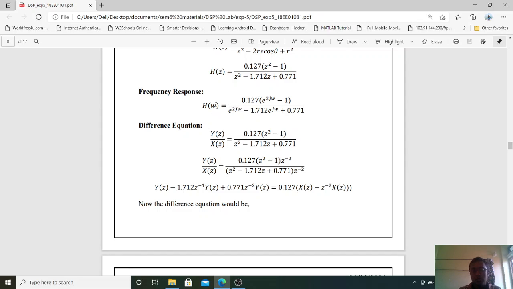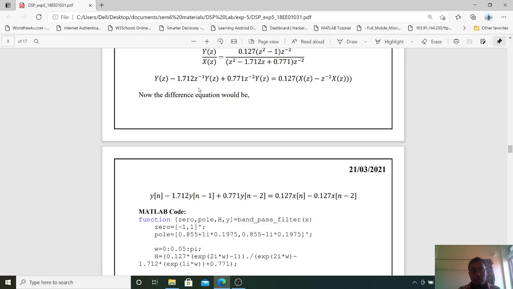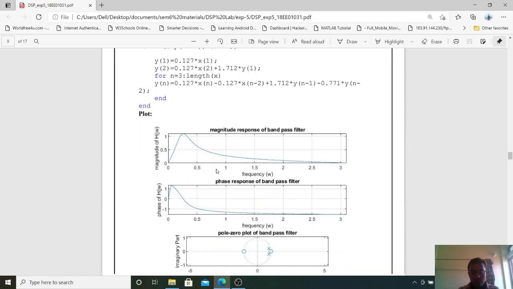So again we can put z equal to e to the power j omega to get the frequency response of the system. I got the frequency response of the system as this one, and after that we have to find the difference equation. For the difference equation, again a similar approach: Y of z by X of z is equal to this, and here we have two poles, so we multiply z to the power minus 2 to the numerator and denominator, and after that I get this equation. For getting the difference equation we just take the inverse z transform. So I got the difference equation as this one. This is the MATLAB code, and this is the plot for the band pass filter.